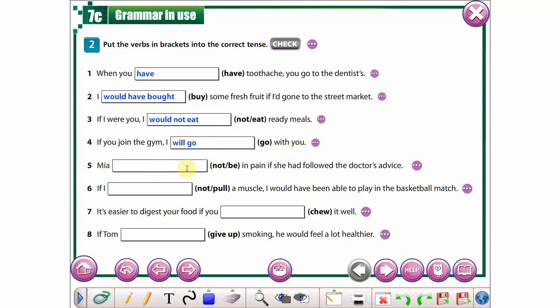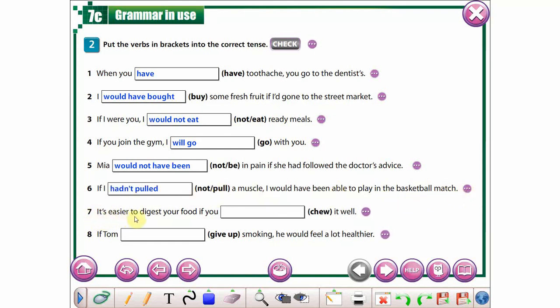Number 5, Maya not be in pain if she had followed the doctor's advice. Had followed. Type 3, excellent. So we use would have plus past participle. But wouldn't have been. Okay? Number 6, if I not pull a muscle, I would have been able to play in the basketball match. Would have been. Type 3, excellent. So we use past perfect. If I had not pulled.